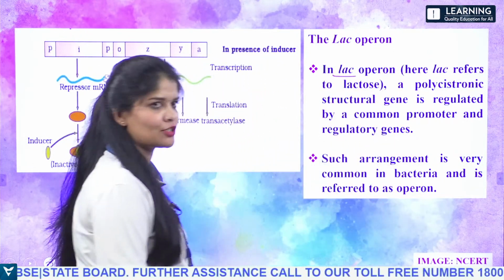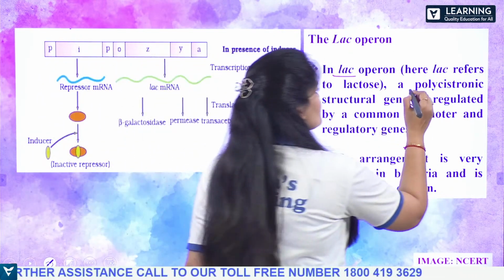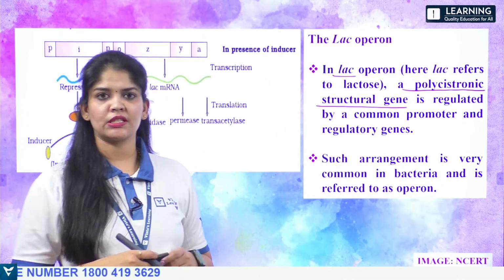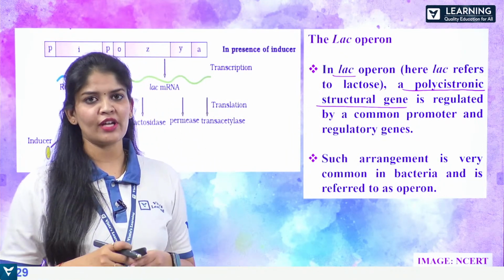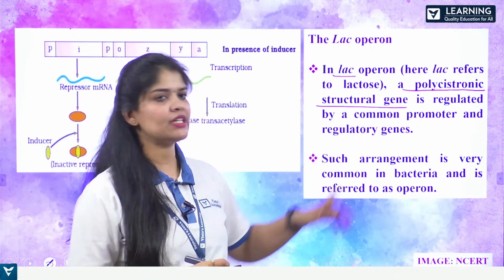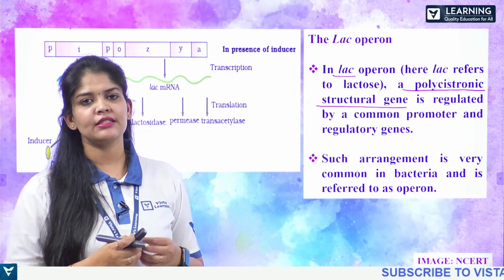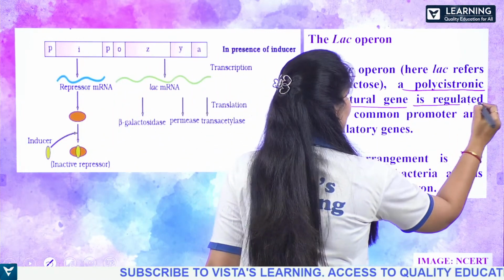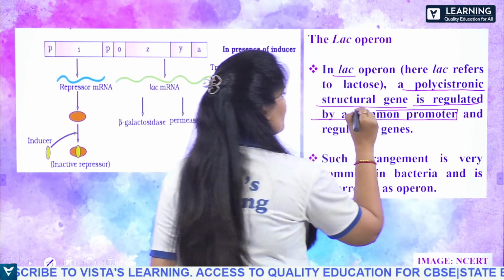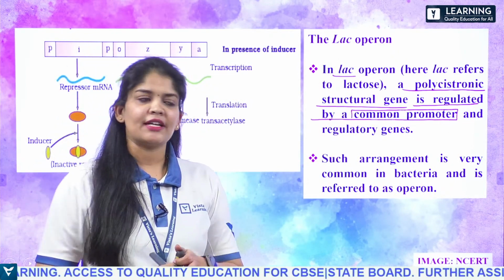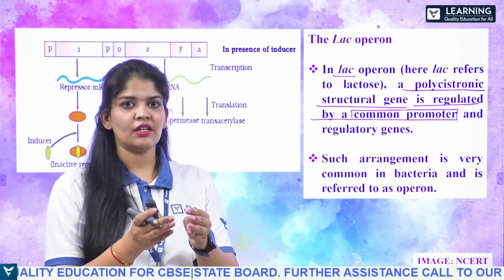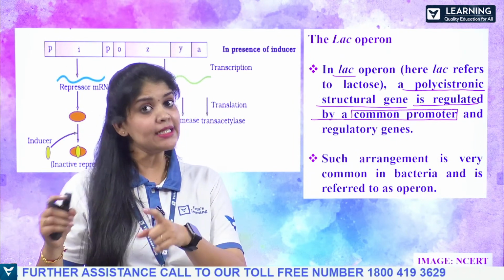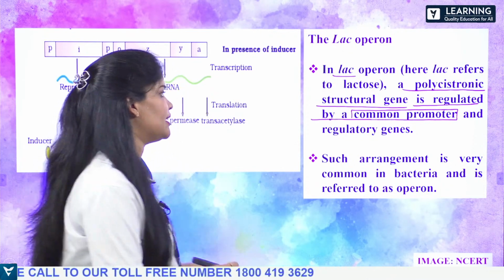Lac means lactose. It is a polycistronic structural gene. We know that monocistronic genes are present in eukaryotic cells, whereas in prokaryotic cells we find polycistronic structural genes. These polycistronic structural genes are going to produce several proteins, regulated by a common promoter. If a set of genes is under the control of a single promoter, then we consider it an operon.